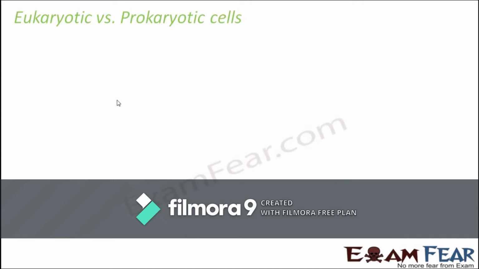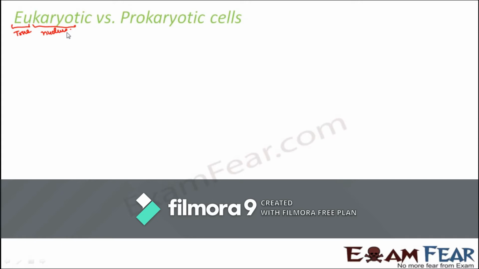Now that we are talking about the nucleus, and we are also going to talk about the various components present inside the nucleus, it is important to specify the two types of cells which are classified based on the type of nucleus they have. These two types of cells are the eukaryotic cell and the prokaryotic cell. So what do we mean by eukaryotic and prokaryotic? The word eu means true, and karyon means nucleus. So those cells which have a true nucleus are called eukaryotic cells.